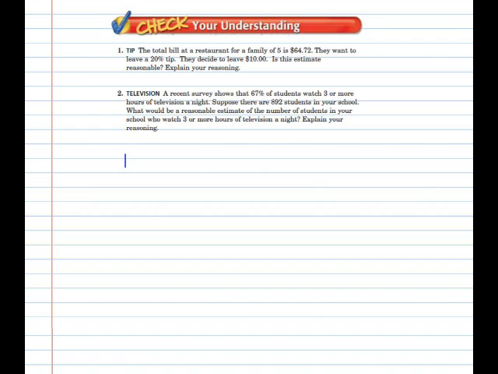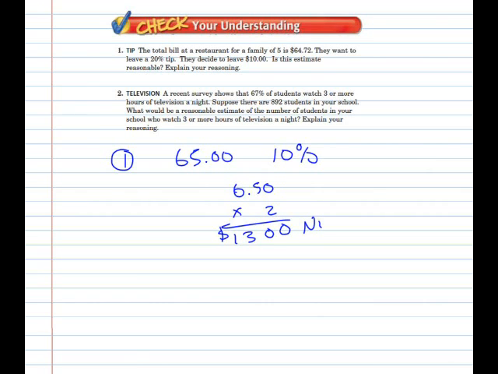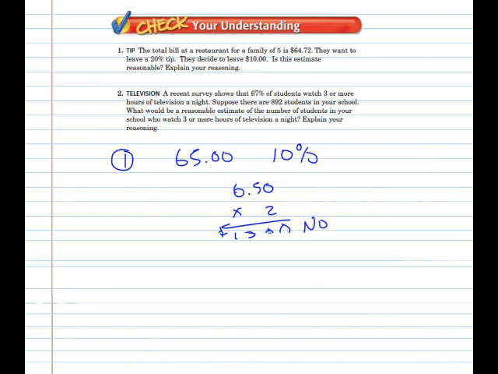Well, let's see. Let's round 64.72 to 65. If we find 10% of that, we simply divide by 10, so we get $6.50. If we double that to get 20%, we get $13 for a tip. So is $10 a reasonable tip? No, it is not. It's a little short.